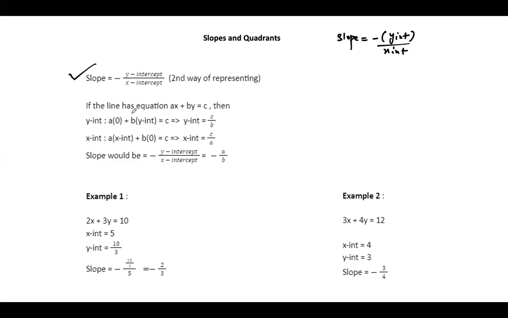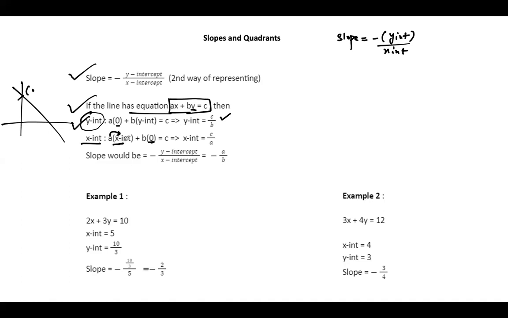So let's say if the equation of line is ax plus by is equal to c. In order to find y-intercept, what are you going to do? Imagine, make x as 0. So b into y-intercept is c, so y-intercept is c upon b. Similarly, in order to find x-intercept, we make y as 0. So we get a into x-intercept plus 0 is equal to c. So x-intercept comes out to be c by a.